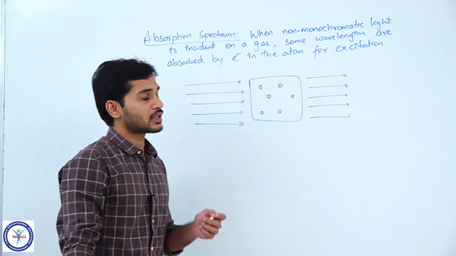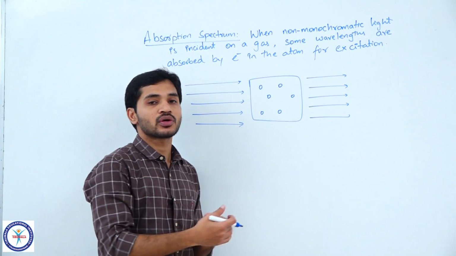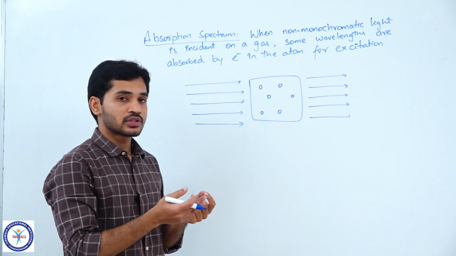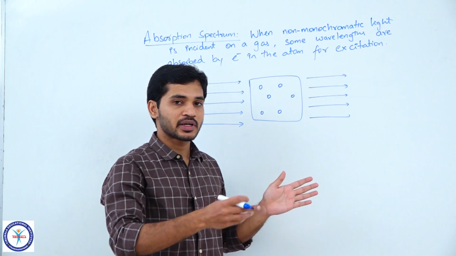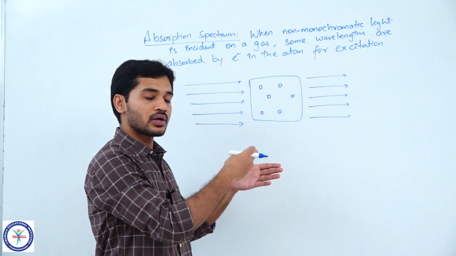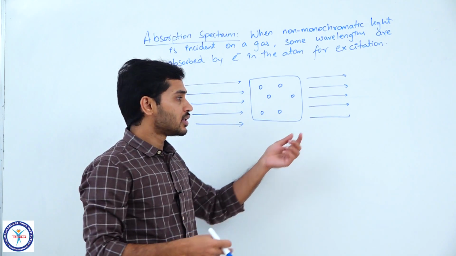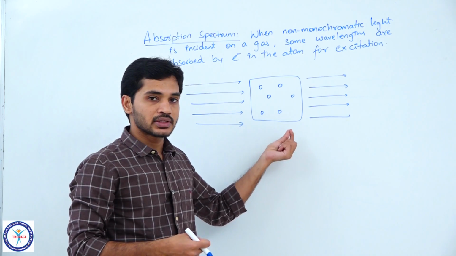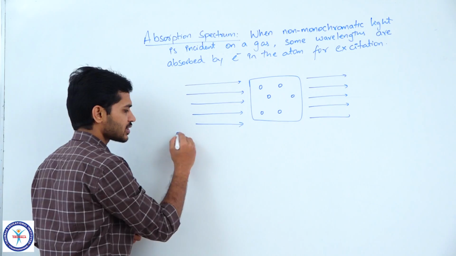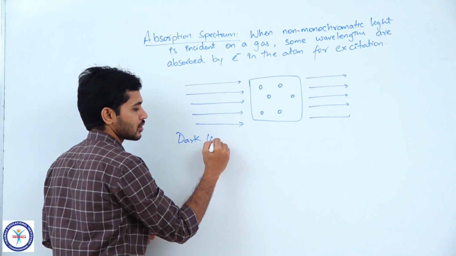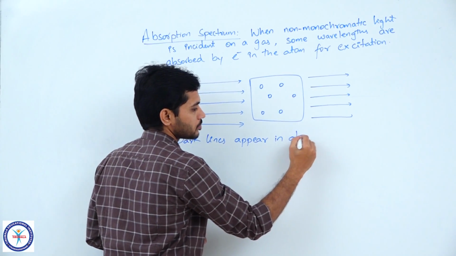As a result of that, those absorbed wavelengths would be missing in the light which is coming out on the other side, and the collection of those we call dark lines. So, when you see this on an electromagnetic spectrum, you would observe that all wavelengths of different colors are present, but there will be dark lines near the wavelengths which are already absorbed by the atoms. So, those dark lines appear in the absorption spectrum.